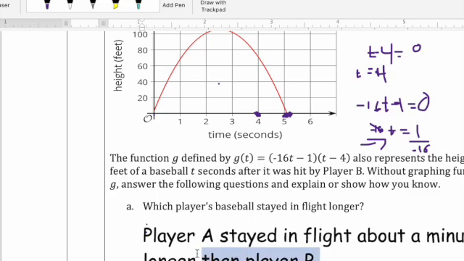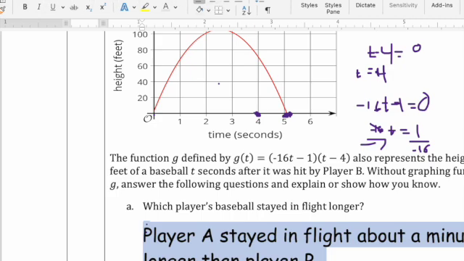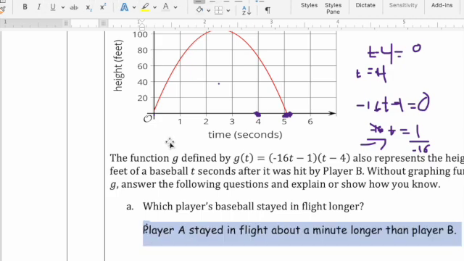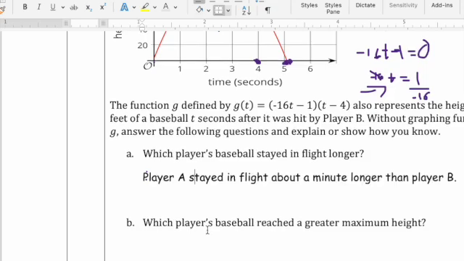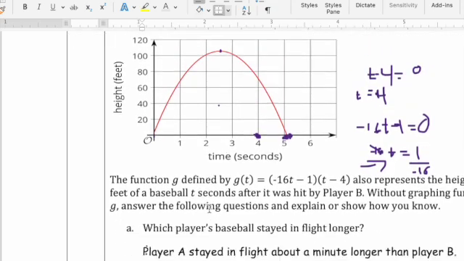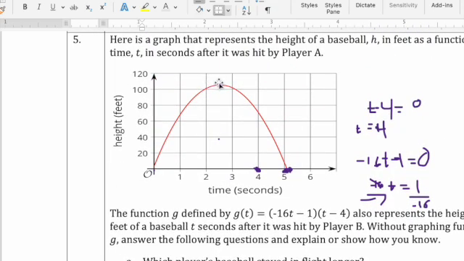Okay, or you could just say baseball player A's ball stayed in longer. It's up to you, as long as it makes sense for the context of the question. So which player's ball reached a greater maximum height? This is above 100. Maybe it's 110. I'm just taking wild guesses here.